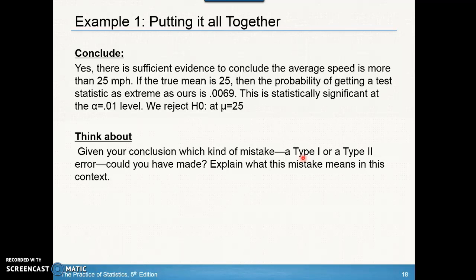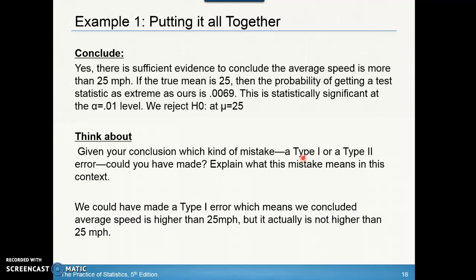Okay, so what kind of mistake could we have made here? We could have made a type 1 error in this case. Why could we have made a type 1 error? Well, a type 1 error is when you're rejecting the null. We could have made a type 1 error, which means we concluded that the average speed is higher than 25 when it's not actually higher than 25. We're not saying that that's the worst or that's what we did make, but that is the error that we could have made because we rejected the null.